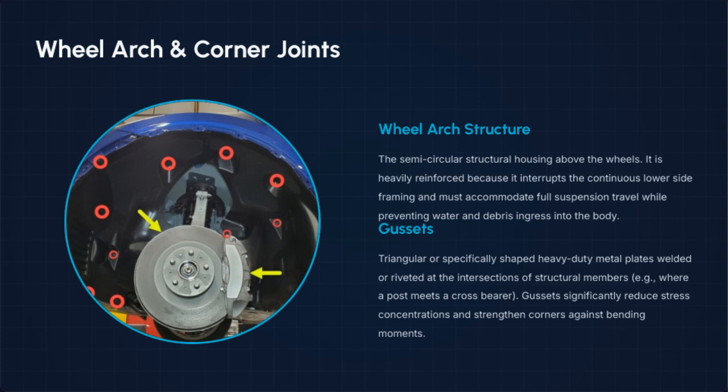Overall, these components, corner joints with gussets and the wheel arch structure, are essential for creating a robust, reliable, and weather-resistant frame. They ensure the vehicle can handle stresses, shocks, and environmental challenges effectively.